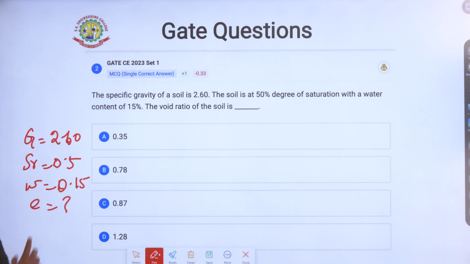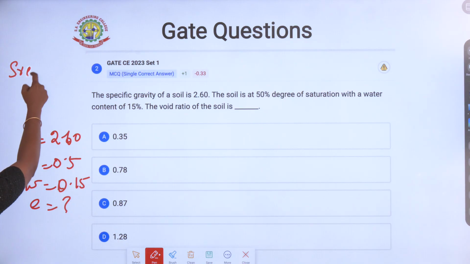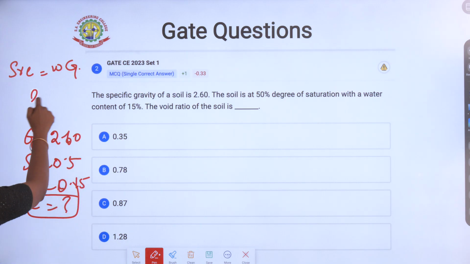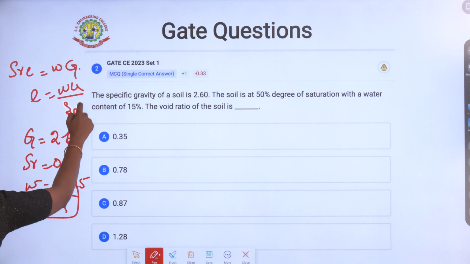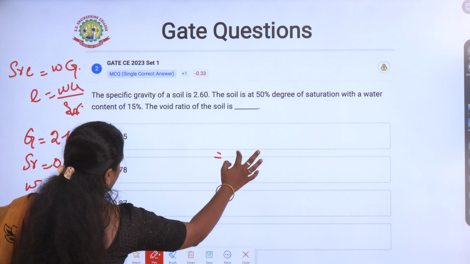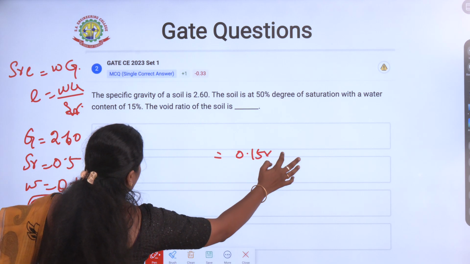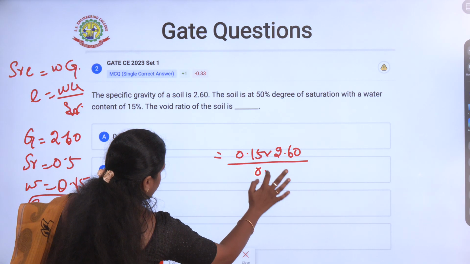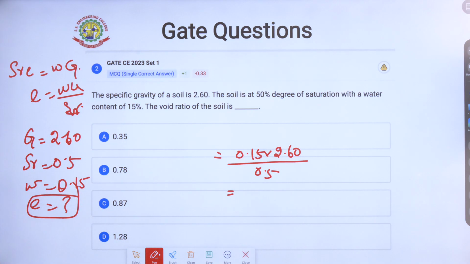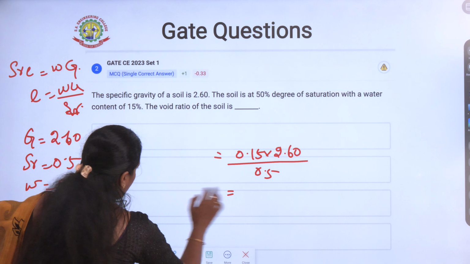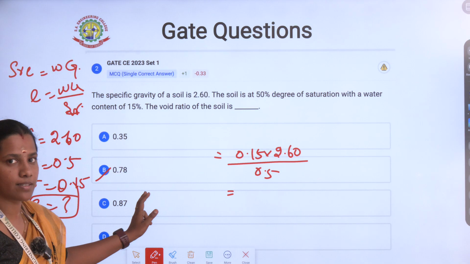We can solve from this formula: SR times E is equal to W times G. Here they have given SR, W and G, so except E we can write E as WG divided by SR. W is the water content, 0.15, and G is the specific gravity, 2.60, divided by the SR value, 0.5. You will get the answer. Here the answer is 0.78. Have you got the answer? Yeah, fine.